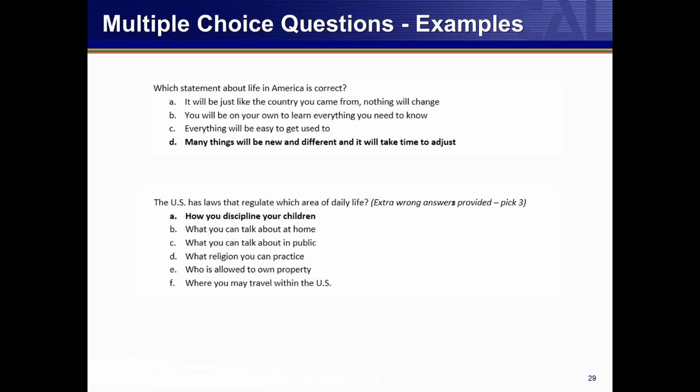For this one, the question is, the U.S. has laws that regulate which area of daily life? And you might want to include just the wrong answers that you think your population is likely to believe and not include ones that you think that nobody that you work with might believe. So the choices there are A, how you discipline your children, B, what you can talk about at home, C, what you can talk about in public, D, what religion you can practice, E, who is allowed to own property, and F, where you may travel within the U.S. So again, you would get rid of 2 of the wrong answers there and just pick 3.